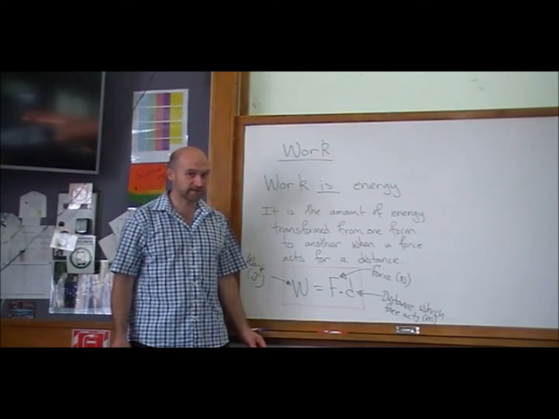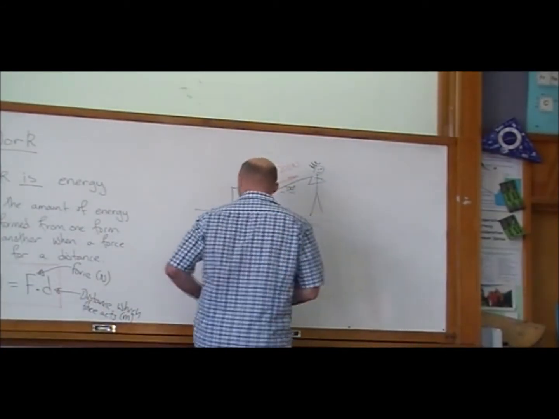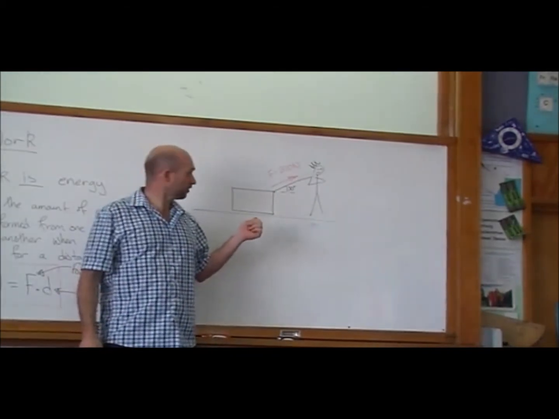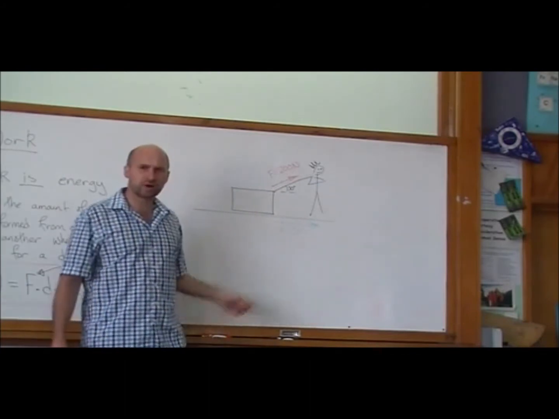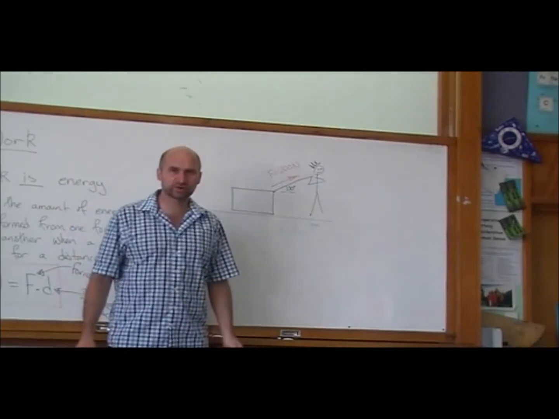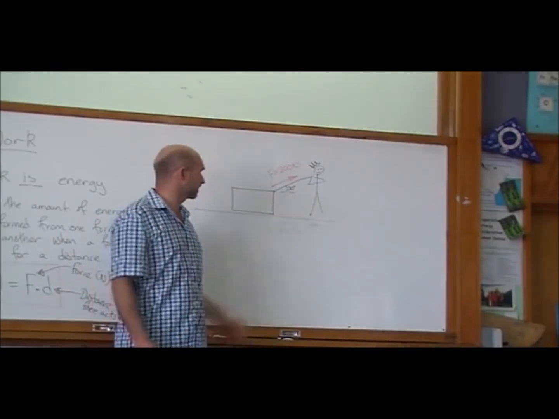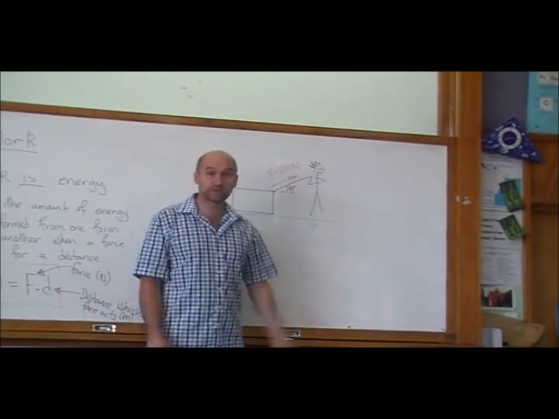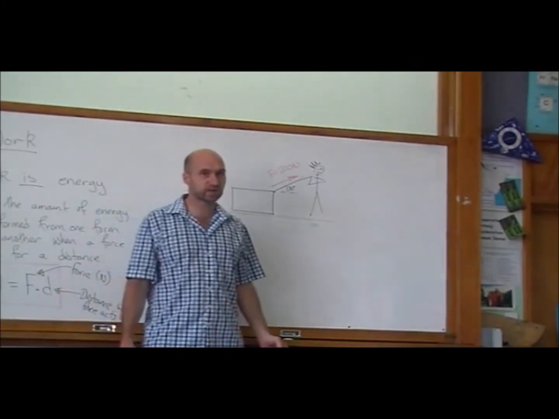Let's have a look at what that's going to look like. This is the sort of problem we're going to have to solve. We've got a force, 200 newtons, but it's not acting in the same direction as our distance. This person's dragging a crate along the ground. They're pulling it with a force of 200 newtons, and they're going to pull it for a distance of 5 metres. We've got to work out how much energy they're going to need to do that work.